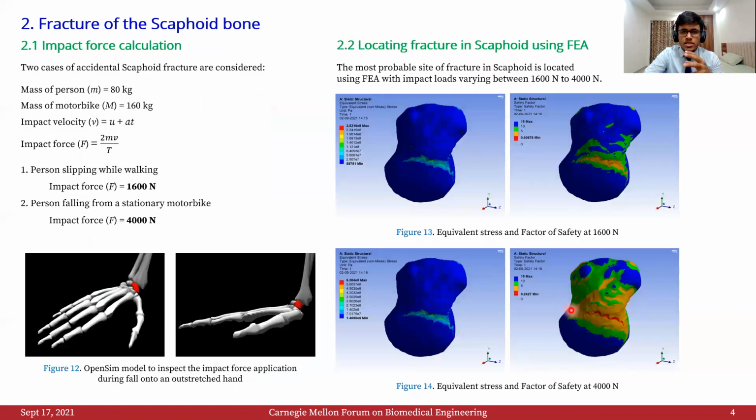Before proceeding with our study, we wanted to study how the fracture forms in a scaphoid bone. Thus, we did an impact force calculation in which we calculated 2 loads for a person who slips while walking and a person who falls from a stationary motorbike, 1600 newtons and 4000 newtons. Between these loads, we applied forces on the scaphoid in a finite element model and found that the fractures almost always formed on the waist. Thus, we proceeded with our study, assuming waist fractures.